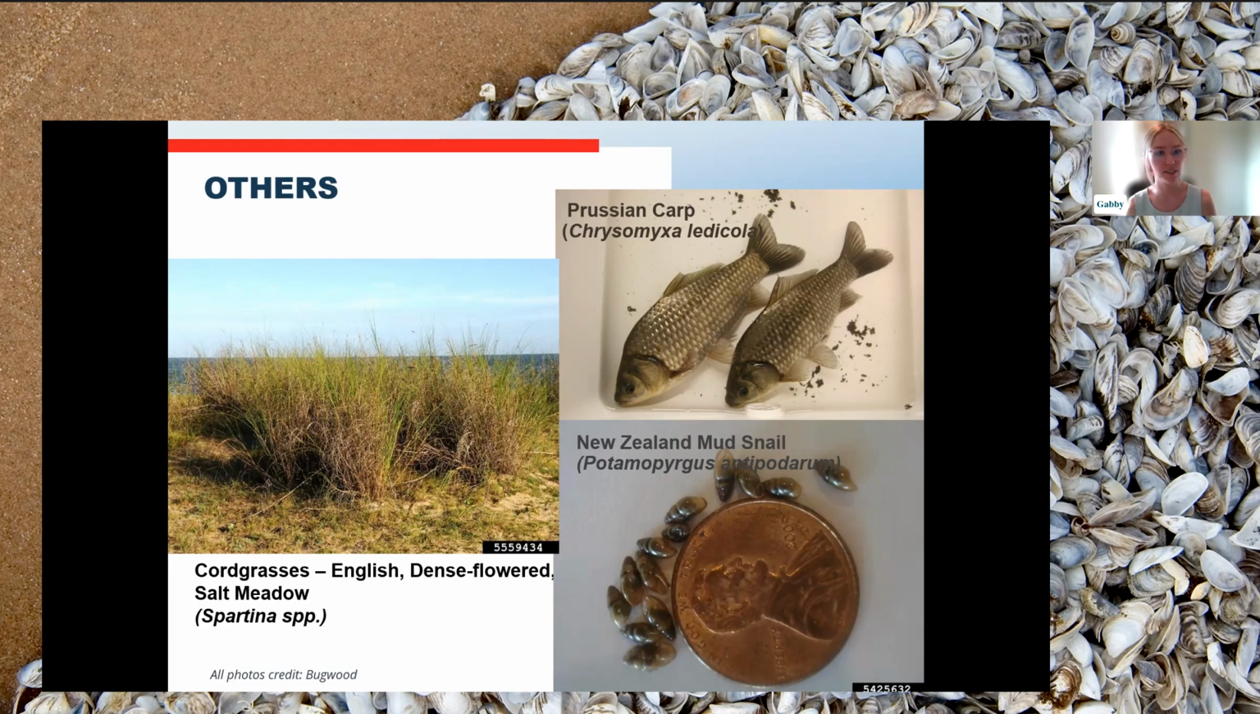So cord grasses, this is a species that affects our Pacific Northwest and North America. It is present in BC. There are 3 different species. Their common names are English cordgrass, dense flowered cordgrass, and salt meadow cordgrass. There is a native species of cordgrass on the east coast of Canada that has been seen to be invasive on the Pacific coast in the US, but has not yet reached BC. So that's good news.